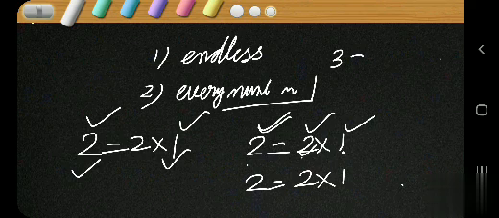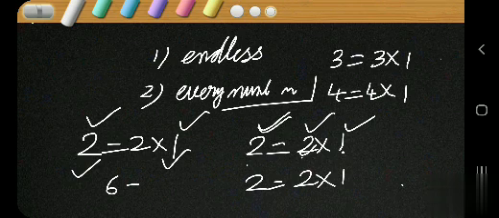3 can be written as the product of 3 and some other number 1. 4 can be written as the product of 4 and some other number 1. 6 can be written as the product of 6 and some other number 1. From this, what can we conclude? Yes, from this we can conclude that every number is a multiple of itself.